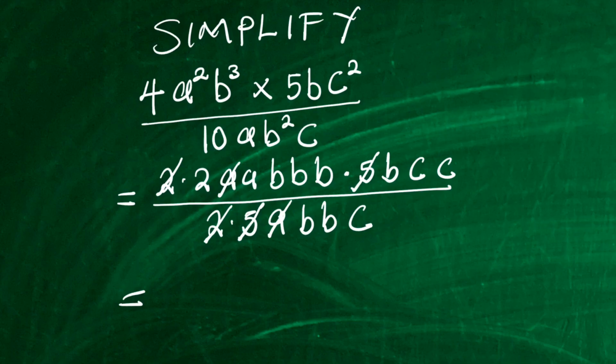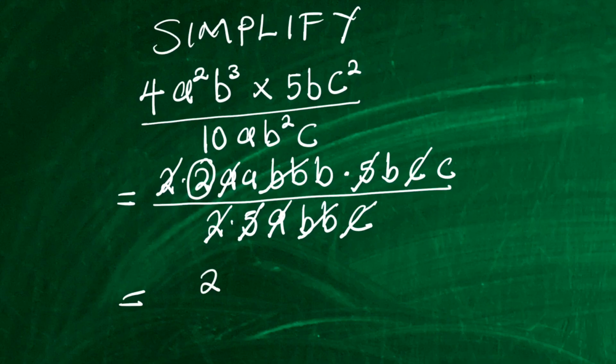I remain with 1A. I have 3 B's in the numerator, so 2 B's cancels with these 2 B's. Then I have 1 C in the denominator, cancels with 1 C in the numerator. So let me write out what I have.